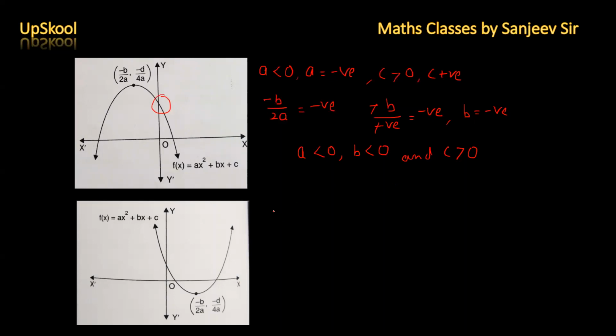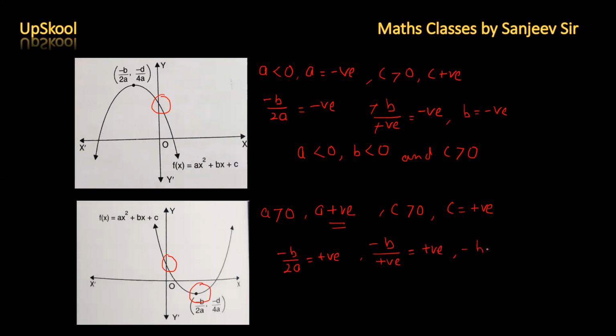नेक्स्ट देखते हैं. In this question, parabola is opening upwards. a greater than 0, that is a is positive. It is cutting positive direction of y-axis, c greater than 0, c positive. The vertex lies in fourth quadrant, so minus b/2a is positive. a पॉजिटिव है, वैल्यू पुट करते हैं, माइनस b/पॉजिटिव इज इक्वल टू पॉजिटिव.